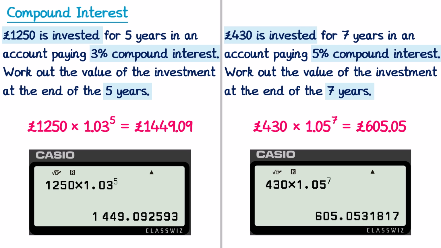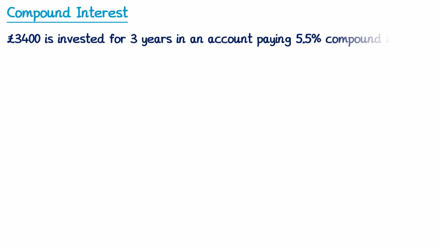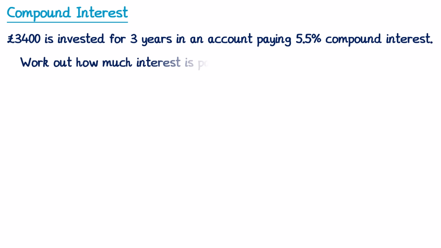complicated than these ones we've seen so far. Let's take a look at how this topic can be assessed in exams. For this example, it says £3,400 is invested for 3 years in an account paying 5.5% compound interest. We are asked to work out how much interest is paid into the account after 3 years.